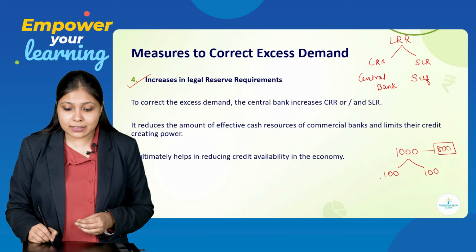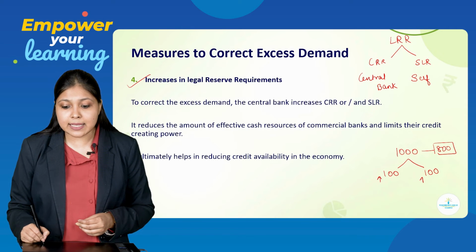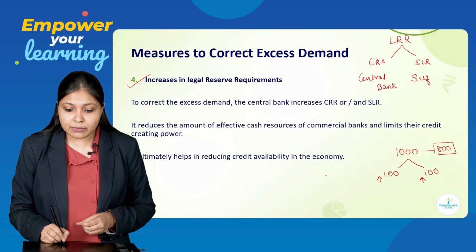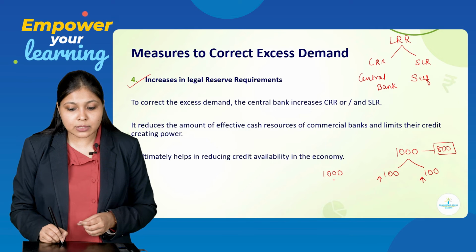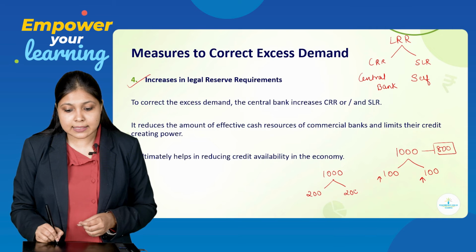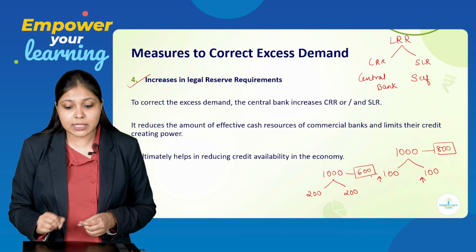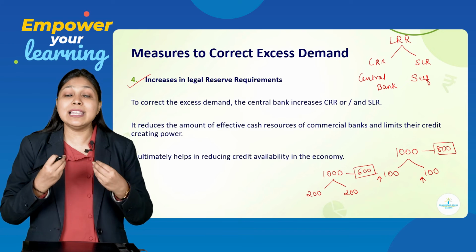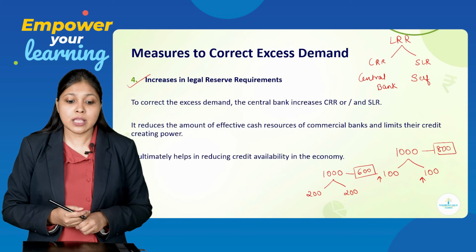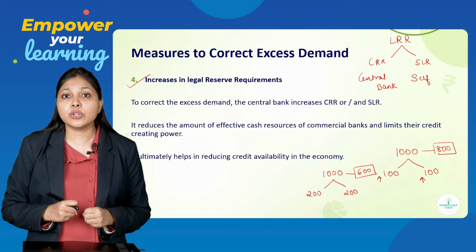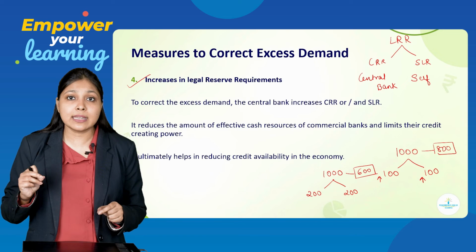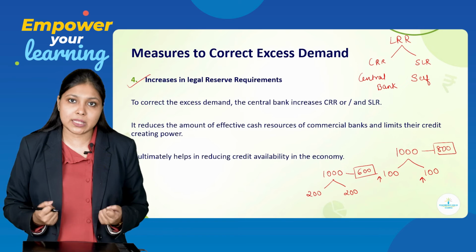Central bank will increase the CRR as well as the SLR. So what will it do? 1000 rupees is the total deposit, 200 is CRR, 200 is SLR. That means only 600 is left with the commercial bank to lend to the borrowers. So again, during the situation of excess demand, CRR and SLR are increased by the RBI.